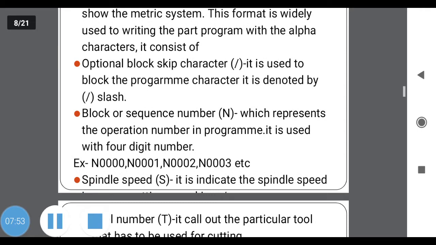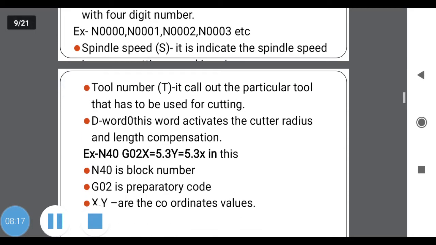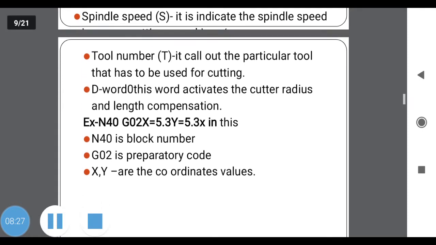Next one, a sequence number N, capital N, which represents the operation number in a program. It is used as a four digit number, that is N0000, N0001, 2, 3, like that. Next one is the spindle speed S, capital S. It indicates the speed of the spindle, in RPM or RPS. Next one, tool number T, capital T. It calls out the particular tool you are using, that is T1, T2, T3. That indicates the tool number.